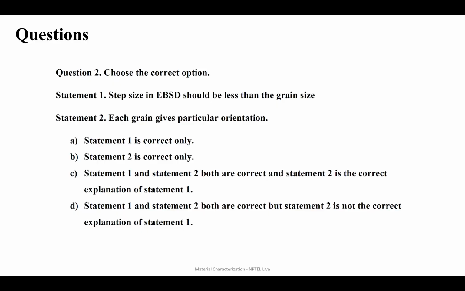Choose the correct option. Statement 1. Step size in EBSD should be less than the grain size. Statement 2. Each grain gives particular orientation. 1 is correct only, 2 is correct only, 1 and 2 both are correct and 2 is the correct explanation of 1. 1 and 2 both are correct, but 2 is not the correct explanation of 1.